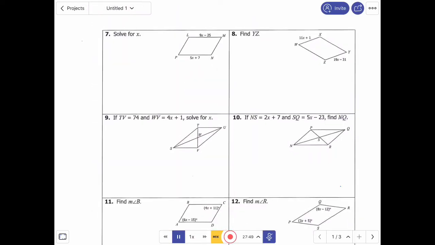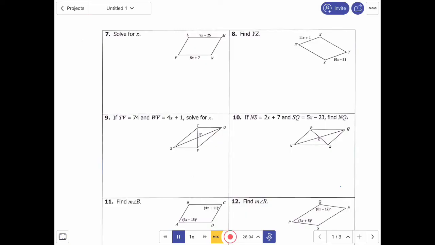Alright, so I'm on the back page now. I think a lot of these problems will be a lot easier. They're not using all the properties at once. You're pretty much just using one or two at a time. So it might be a little bit less to wrap your brain around at first.